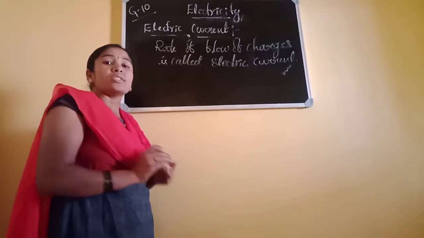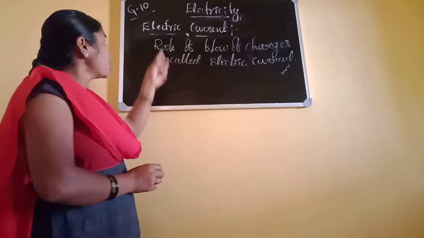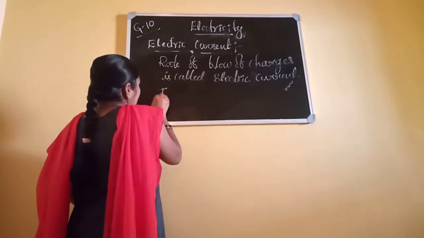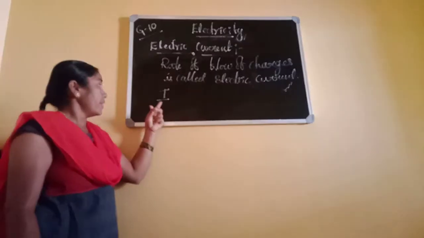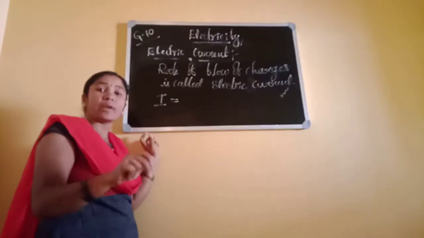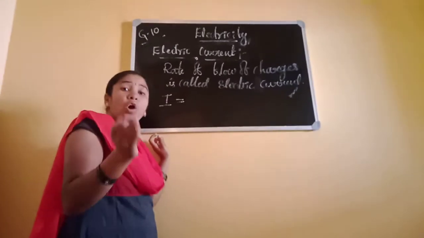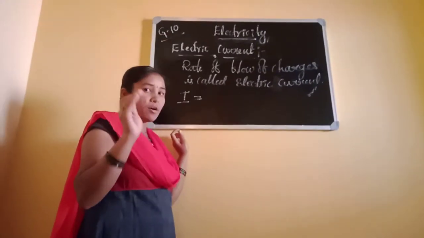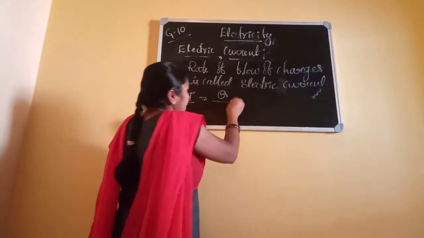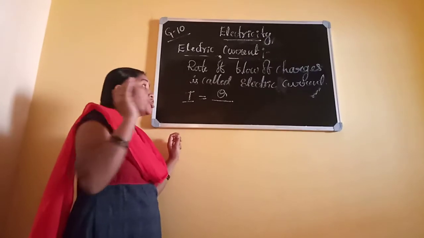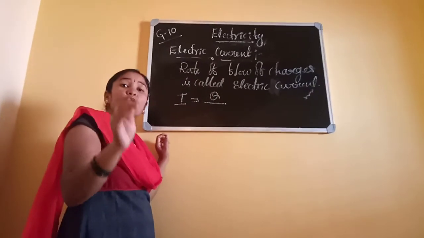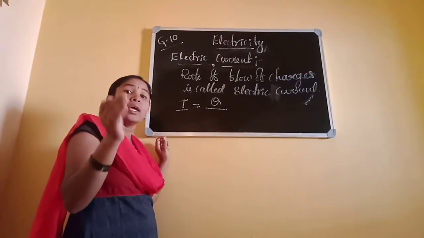Now let's see what is the formula of electric current. Dear student, electric current is denoted by the symbol I. Rate of flow of charges means flow of charges per unit time. Charge can be represented by Q, and rate of flow of charges can also be called flow of charges per unit time.